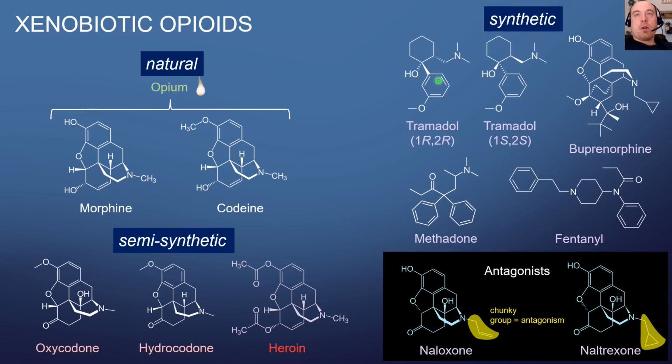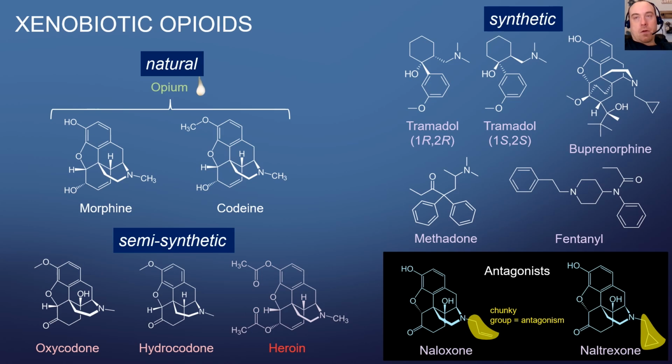Synthetic will be tramadol, and this is just showing you that there are enantiomers here, and actually it's administered as the racemic mixture, so 50% of one isomer, 50% of the other isomer. Buprenorphine, methadone, and fentanyl, those are all synthetic.